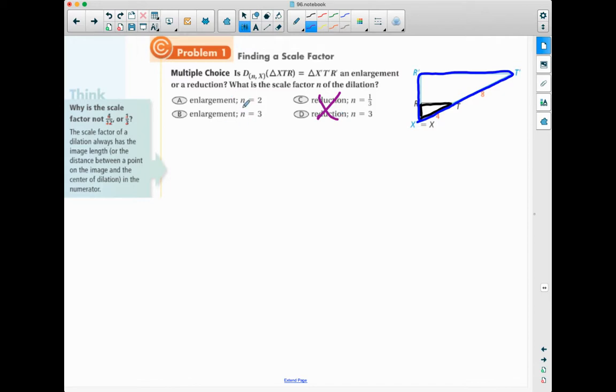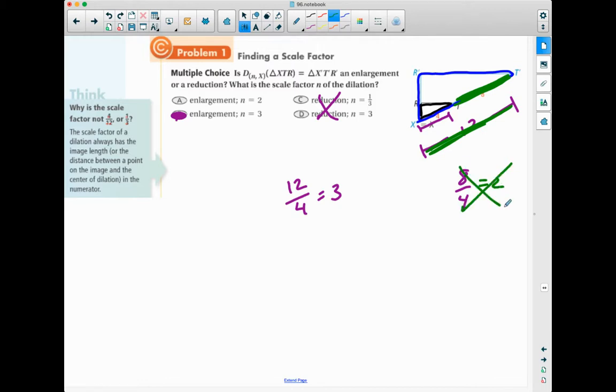So we need to figure out the length of our new figure on the sides that we know. Well, the length of this whole side right here is 12, and our pre-image was 4. So that's image over pre-image, which is 3. So the answer is B. I guarantee you there are some of you watching this video who put A, and you did 8 over 4. Well, 8 is only this portion of this side, right? It's just a piece of it. So that is not the correct fraction to use. I have to use the whole length of the whole side.